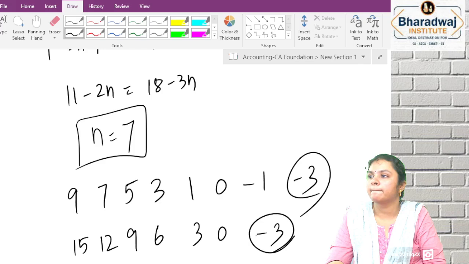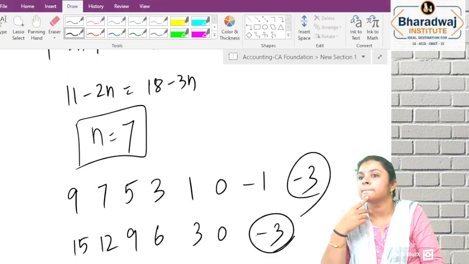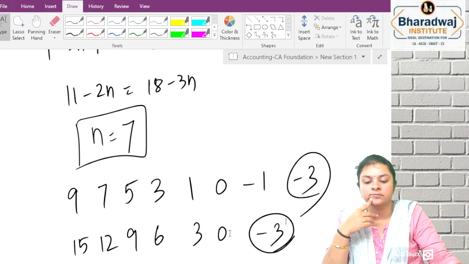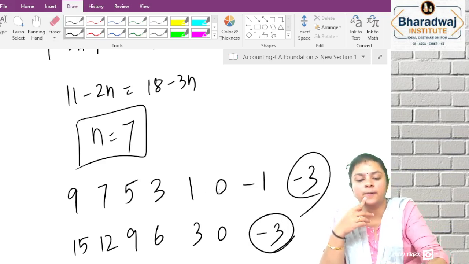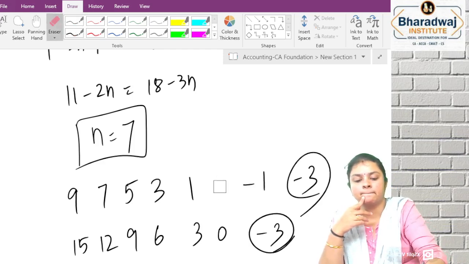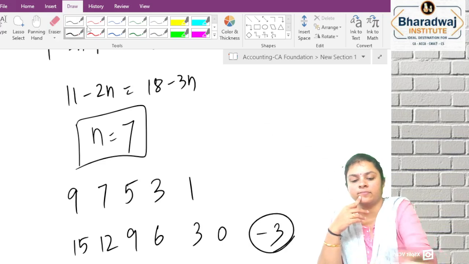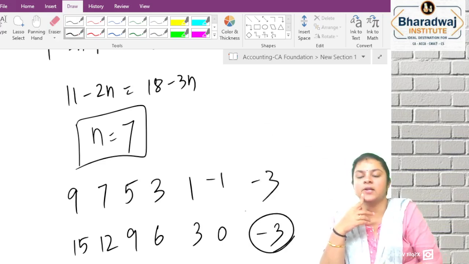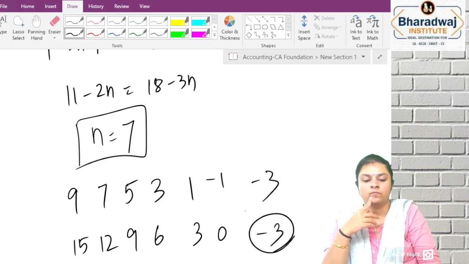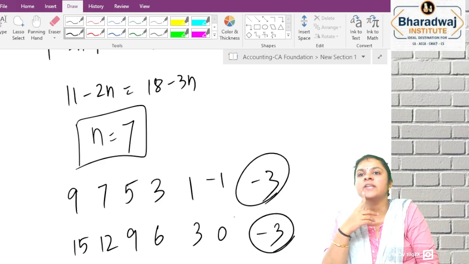Yes? In which one will 0 not come? Here 0 won't come? Here 3 minus. Here minus 0 will not. It will match anyway, minus 1, minus 3. Yes?